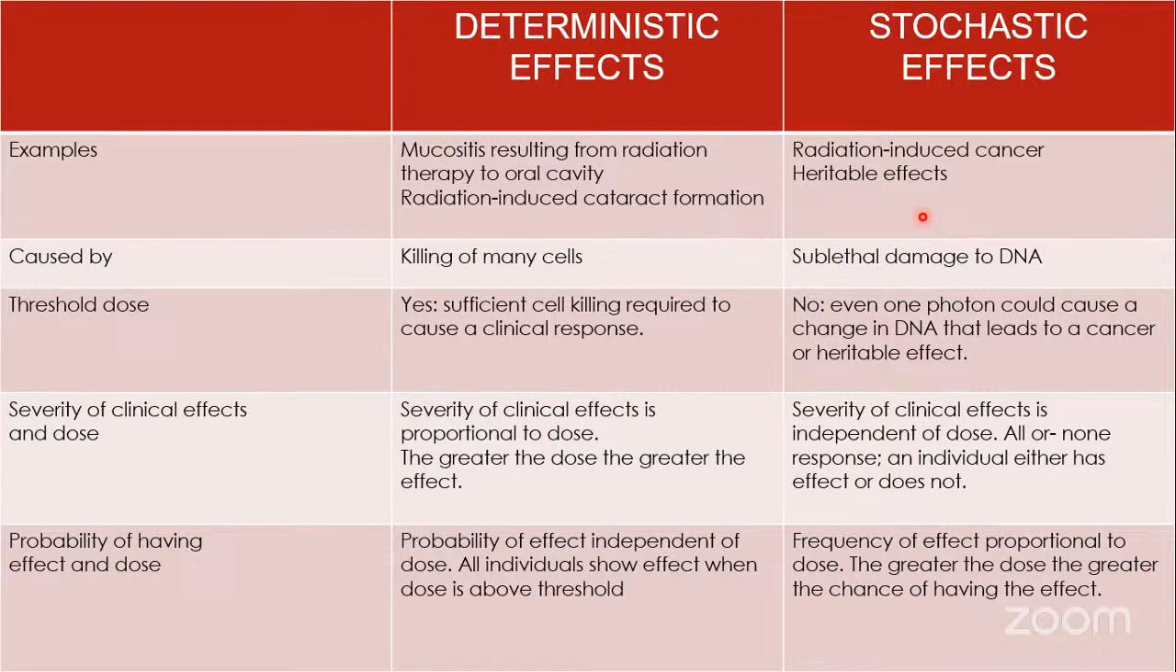In most cases, sublethal damage of DNA will be present, and here it is going to cause heritable effects, and radiation-induced cancers will be seen. The stochastic effect is not dose dependent; it is independent of the dose of radiation. So this is about the deterministic and stochastic effects. Please know the examples also, as that can be asked in an MCQ.